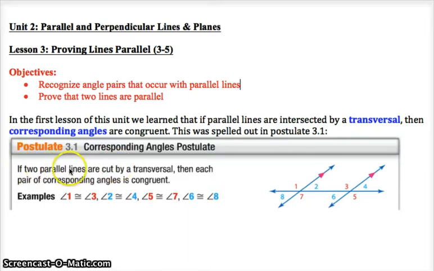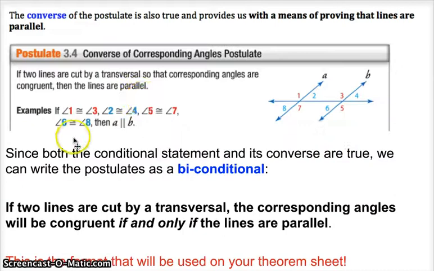Okay, we saw this before. If two parallel lines are cut by a transversal, then the corresponding angles are congruent. Now we care more about the backwards way, which is if the corresponding angles are congruent, then the lines are parallel. So we just reverse the if and the then. In this case, you would know about the angles first and then conclude, oh, well, then the lines must be parallel.